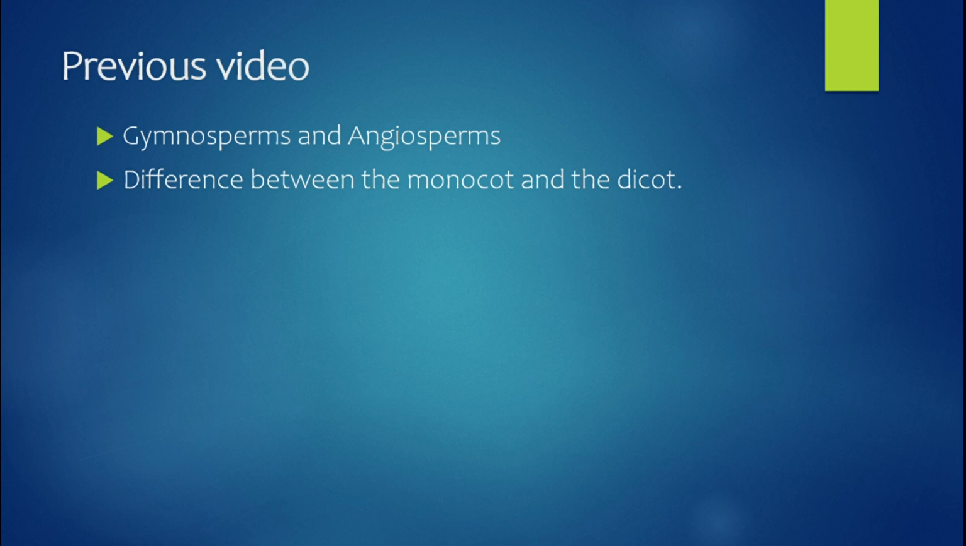So in the previous video, we have seen about the gymnosperms and angiosperms, and we have completed the plant kingdom and the differences between the monocot and the dicot with their examples. And if you haven't seen that video, I'll provide the link in the description. So yeah, let's get started.